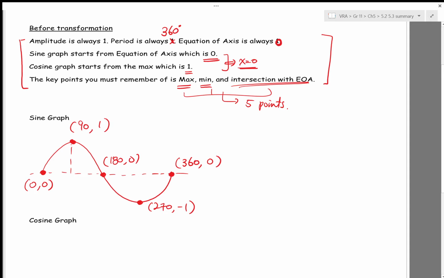So hopefully you can see it. It only goes up by 1 and goes down by 1 from the middle line, which is the equation of the axis, and every interval is 90 degrees. Hopefully you can see it, because it's just 1/4 of the whole period, right? It's 1/4 of the whole period. So that is useful information for later usage.